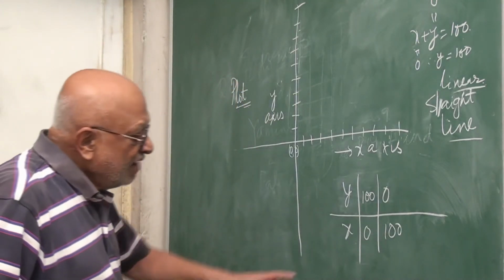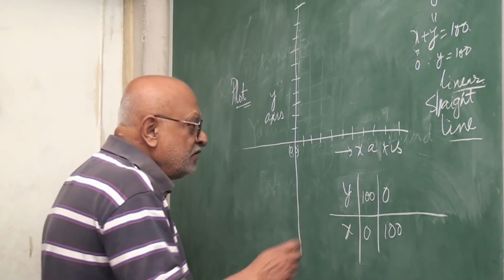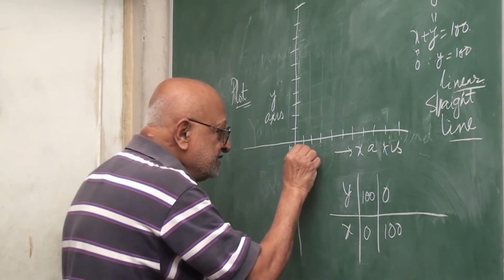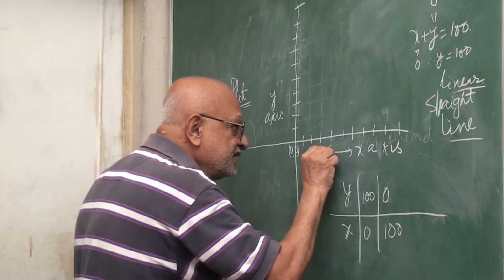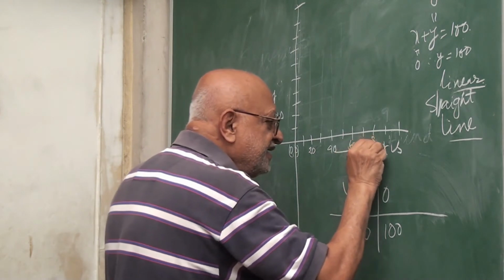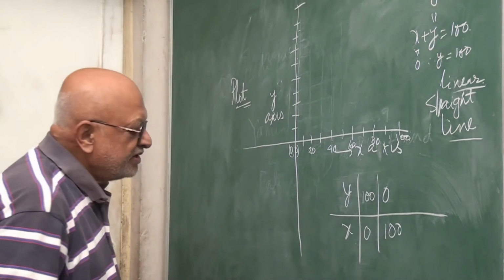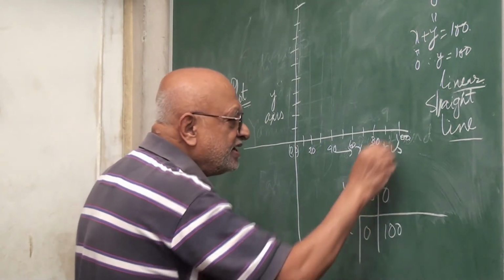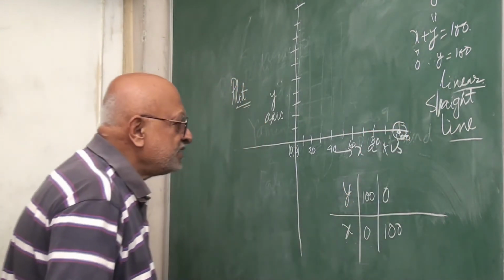Now since I have to represent 100, what I will do, I will try to make it smaller. So I will take it like this. Okay, I can take 10. So this will be 20, this will be 40, this will be 60, this will be 80, and this will be 100. Right? I have given. So x equal to 0, y equal to 100 is this particular point. Okay? Let's not forget about that.